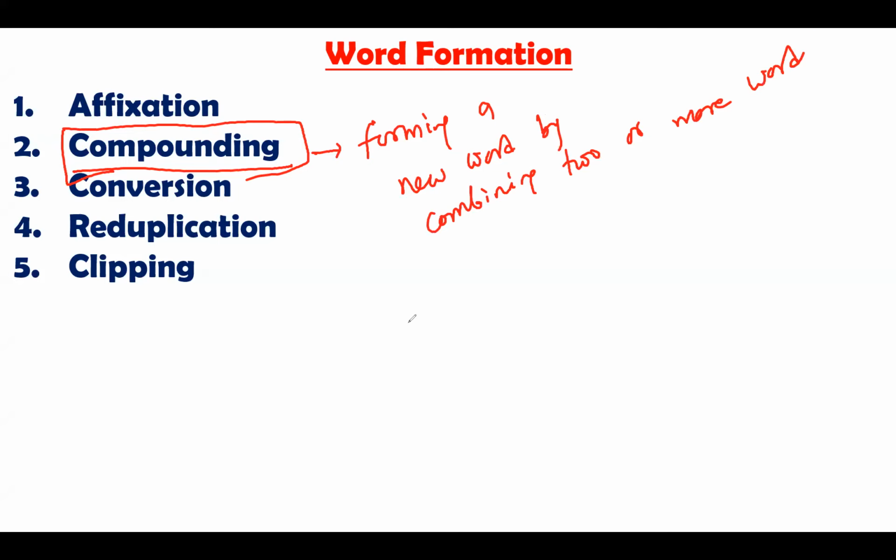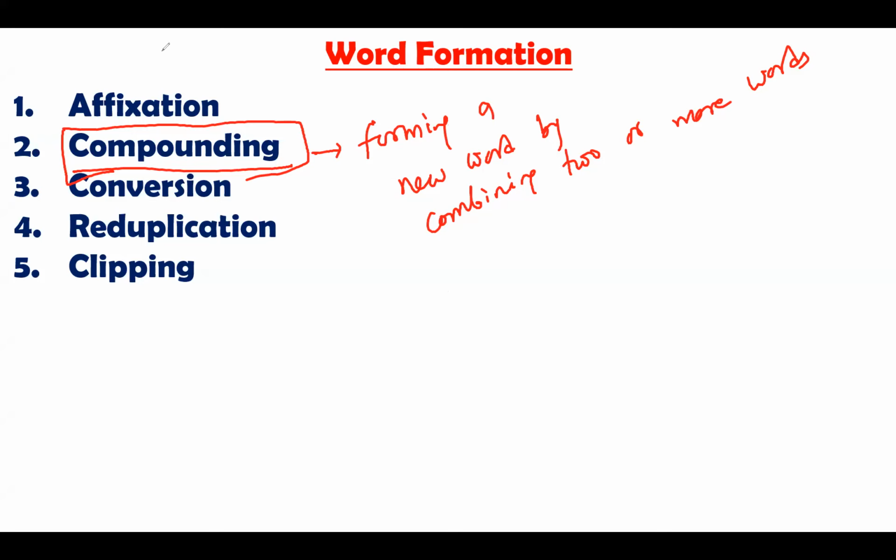Forming a new word by combining two or more words is known as compounding. So that process is known as compounding. Compounding is nothing but forming a new word by combining two or more words. We call it compounding.